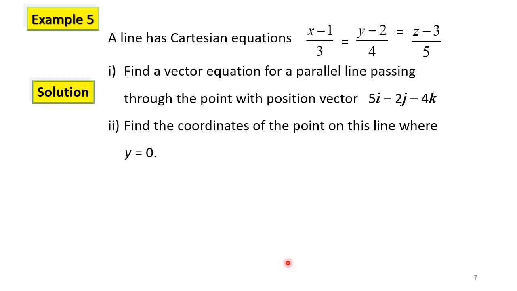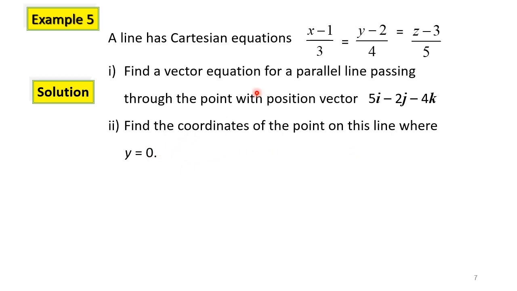Okay, next for example 5. A line has a Cartesian equation. Remember, I already explained before, the Cartesian equation only has x, y, z and no t. We already eliminated t at the front. Find the vector equation of the line that passes through the point with the position vector 5i minus 2j minus 4k. And question 2, find the coordinates of the point on this line where y equals 0.